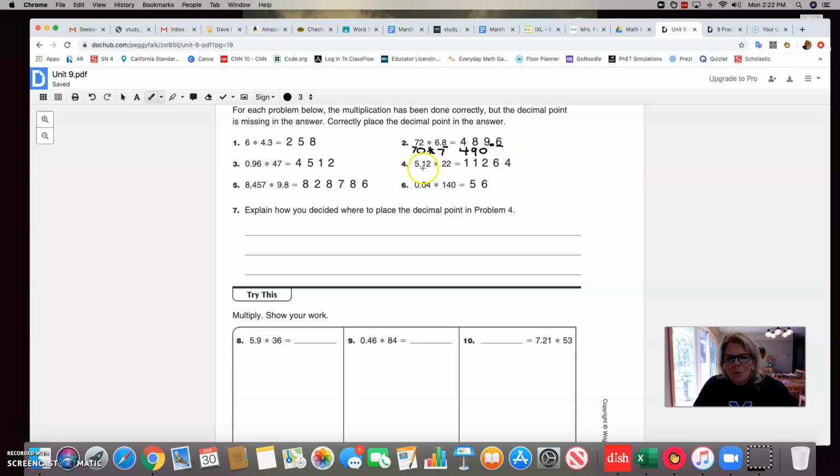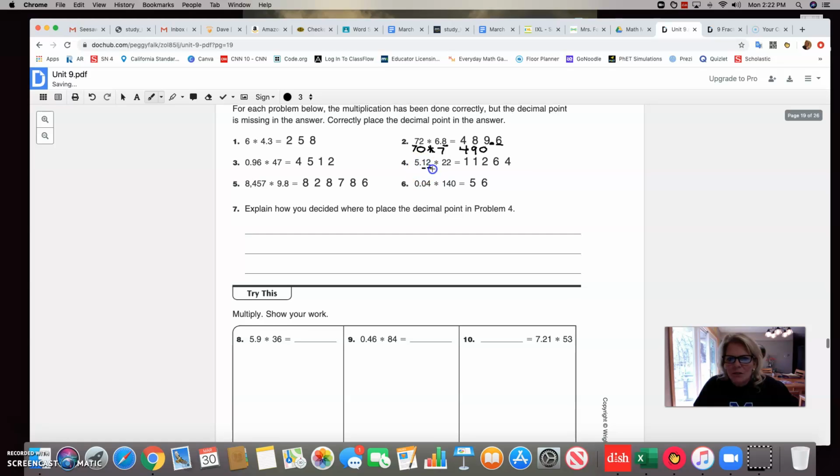Okay, when the decimal's already been done for you, this is the easiest strategy. I have two digits to the right of the decimal, so I need to have two digits to the right of my decimal in my answer.